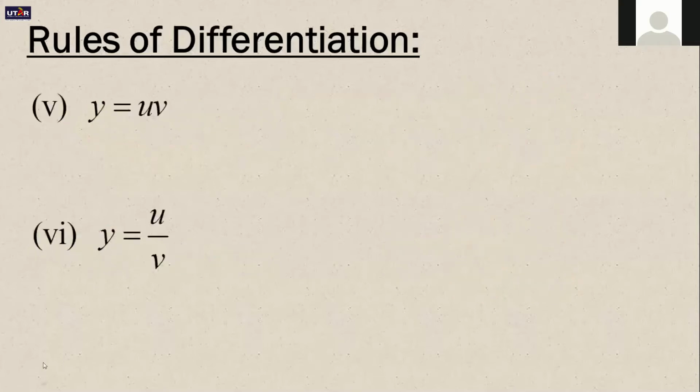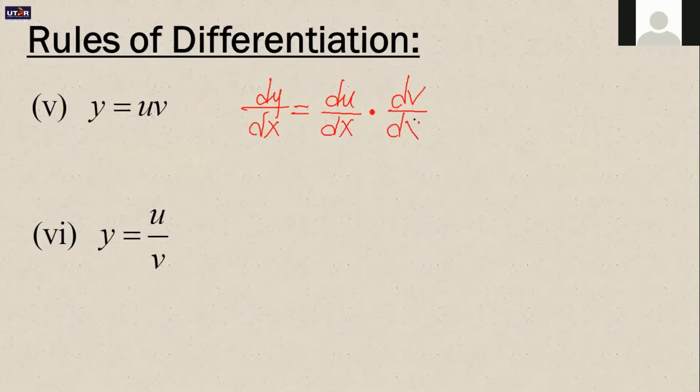So for multiplication, can I say that dy over dx is also the same as differentiate the function u with respect to x, then multiply differentiate the function v with respect to x? Can or cannot? The answer is cannot. This one is wrong. Right?